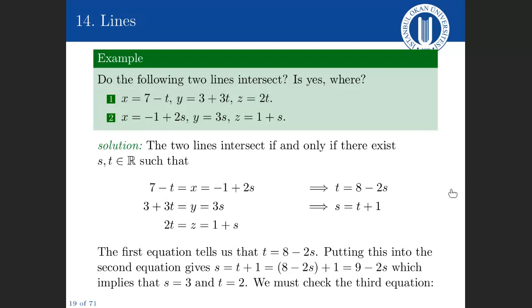Line 1: x is 7 minus t, y is 3 plus 3t, and z is equal to 2t. Line 2: x is equal to minus 1 plus 2s, y is equal to 3s, and z is equal to 1 plus s. Two different lines, so I'm going to use two different letters for the variable in the line. I'm using t for the first line. That means I can't use t on the second line. I need a different letter. I'm choosing to use s for the second line.